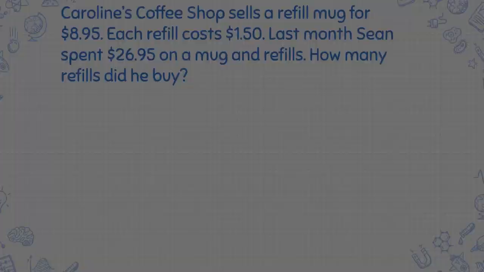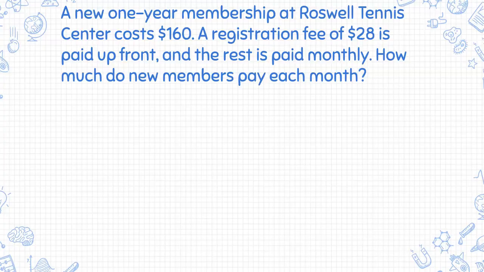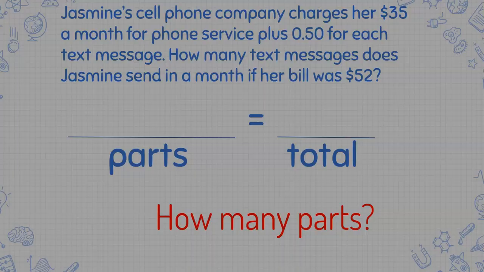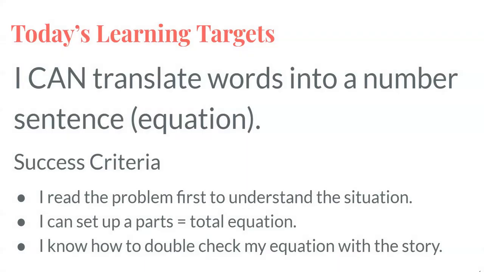Let's make sure that we got our learning targets covered and our success criteria. So you guys should have learned how to, first, read the problem to understand the situation. Second, set up a parts equals total equation. And finally, know how to double check your equation with the story.